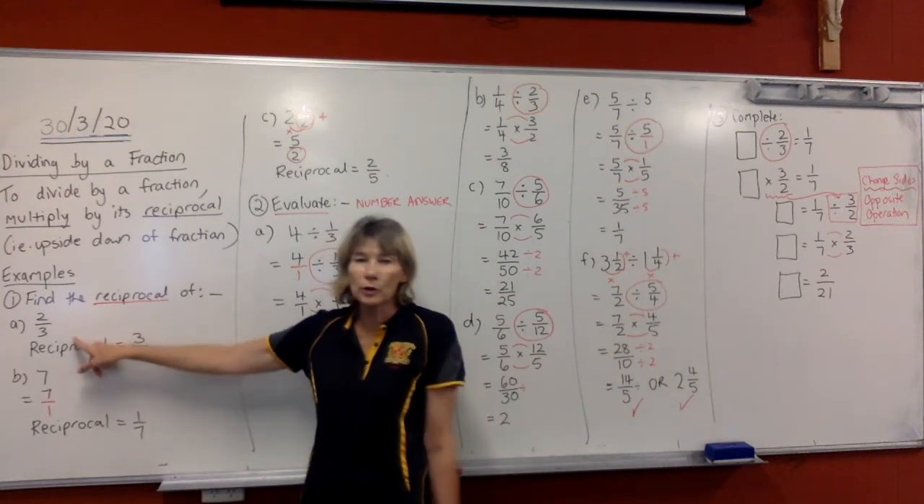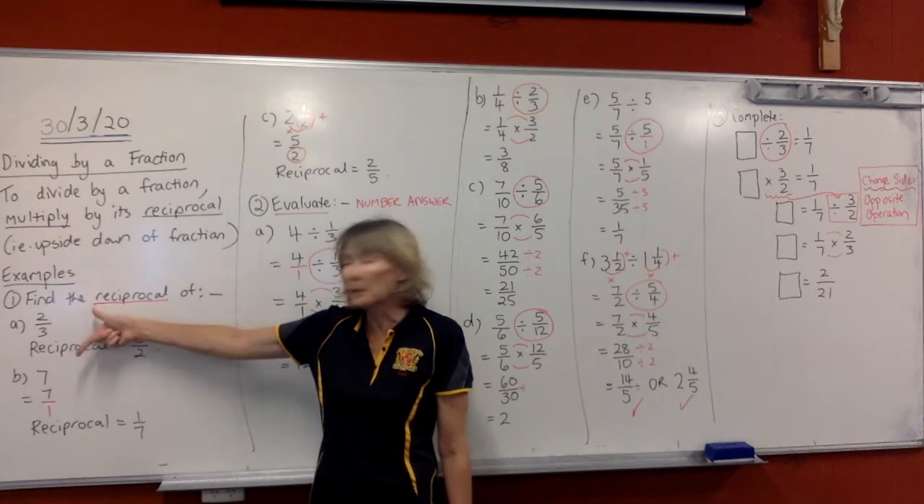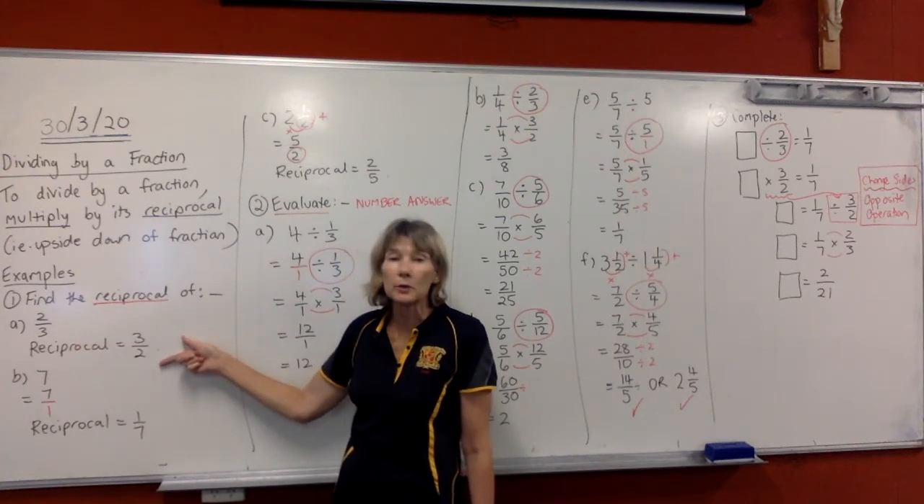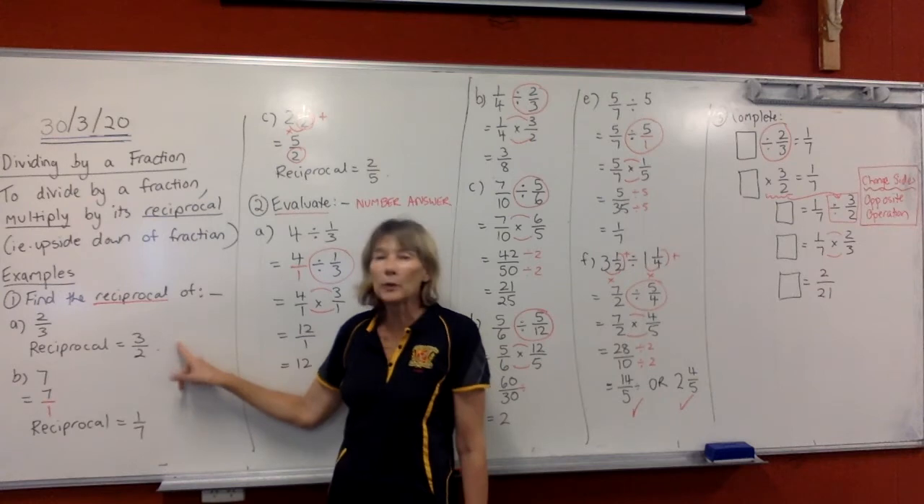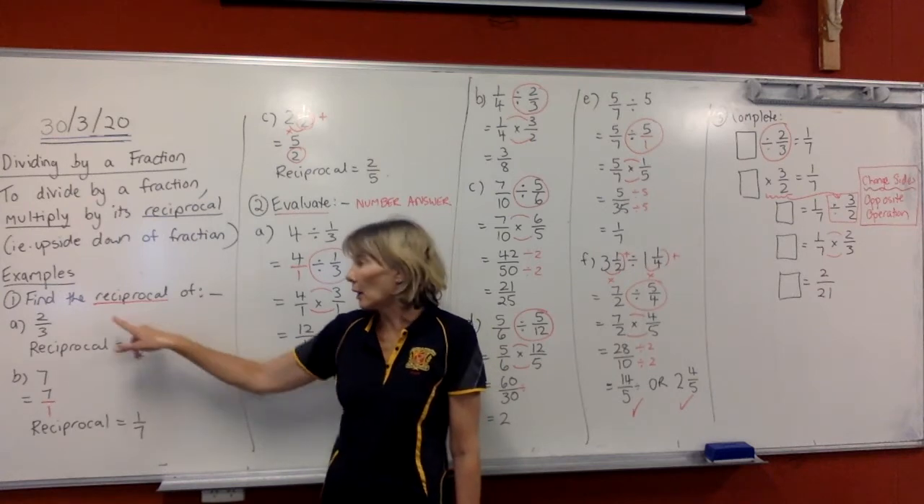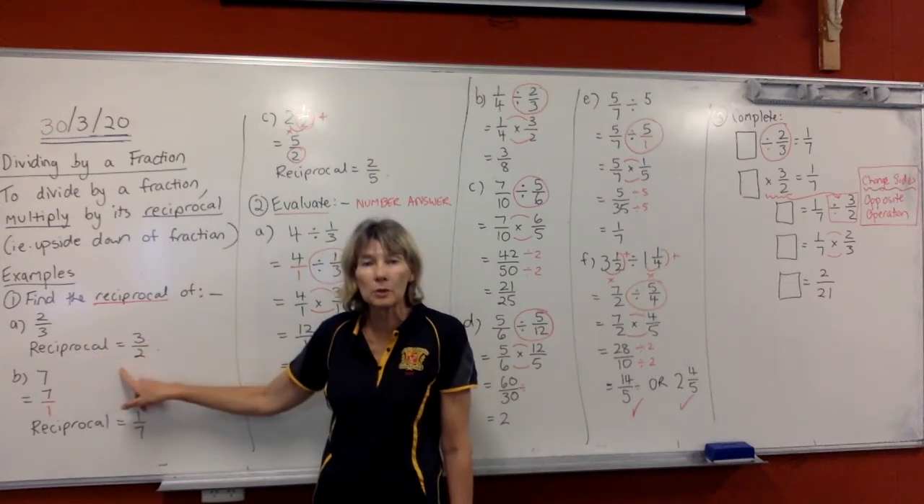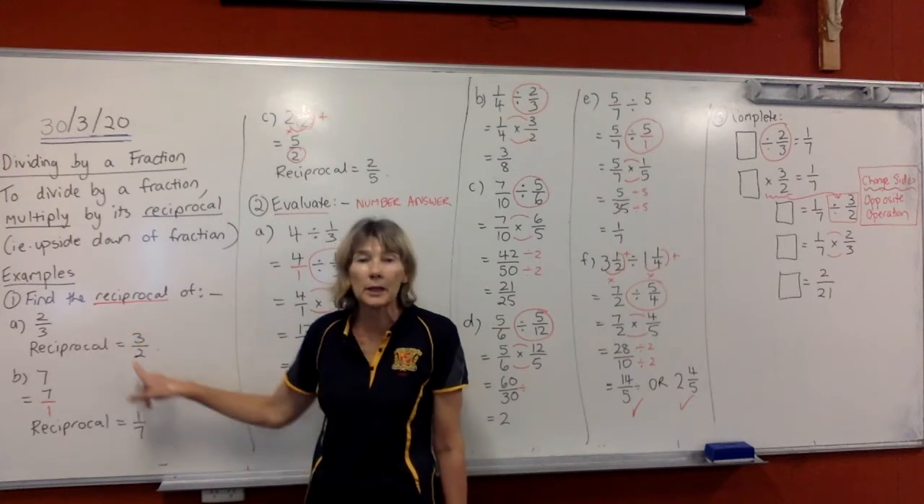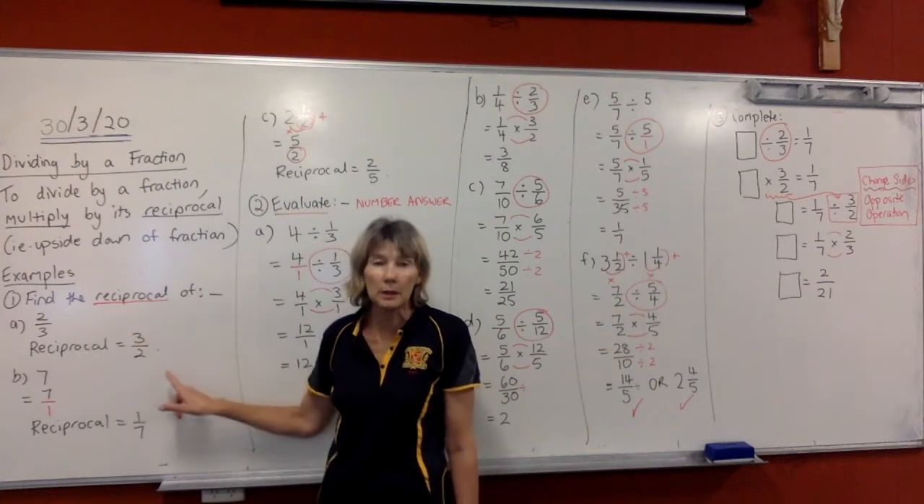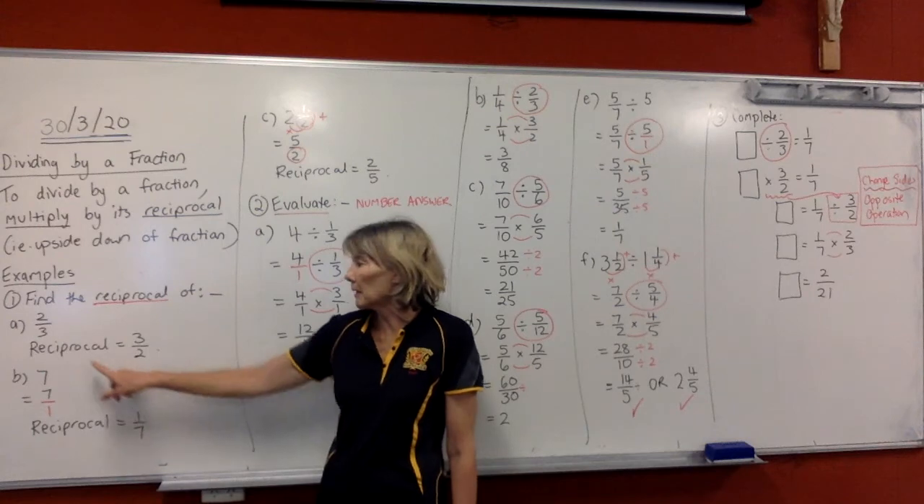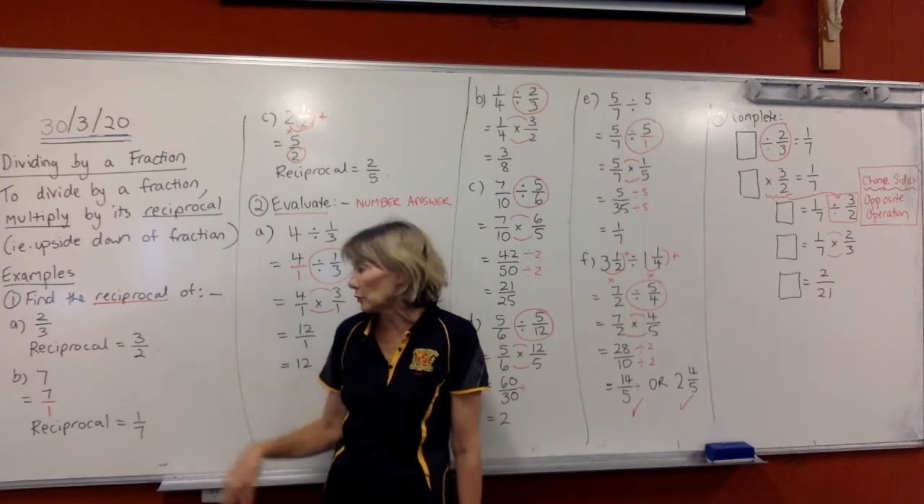So if I give you 2/3, we just turn it upside down and its reciprocal equals 3/2. When you're doing questions like this in your homework, I want you to write reciprocal equals. Don't just write 2/3 equals 3/2 because it doesn't equal 3/2. Make sure you write reciprocal equals 3/2.